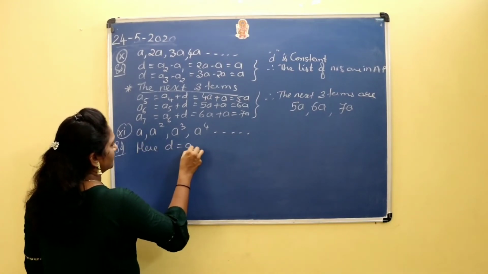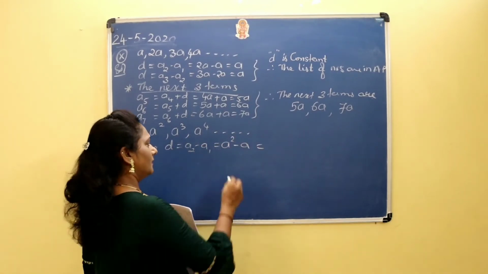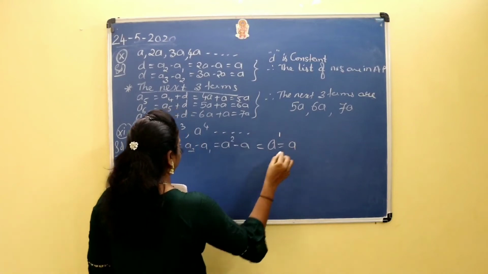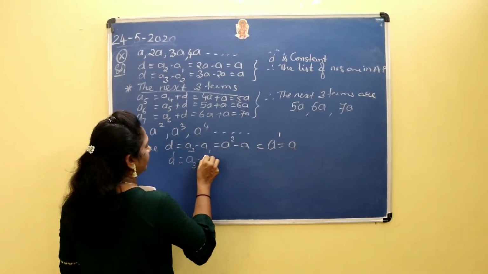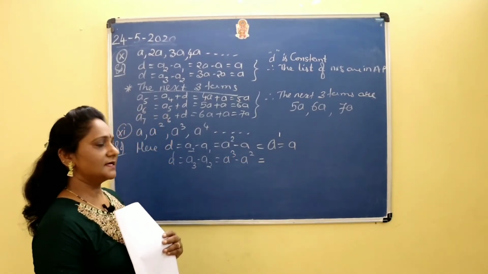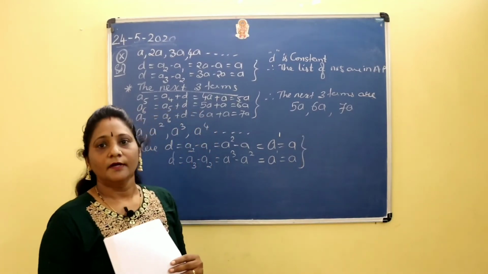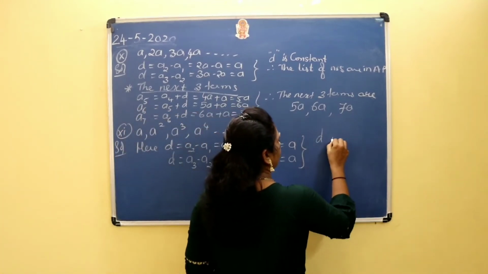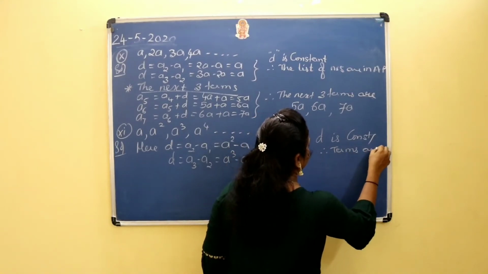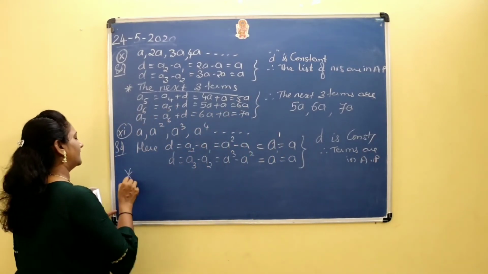Coming to the 11th sum: A square, A cube, A4 and so on. Here D is equal to A2 minus A1, A square minus A. A means A raised to 1. A raised to 2 minus A raised to 1 will be A raised to 1, or we say again A. Again D is equal to A3 minus A2, A cube minus A square. When the bases are same, A raised to 3 minus A raised to 2 is equal to A raised to 1 or A. Here again D is constant. Therefore, the given numbers are in AP. If they are in AP, find the next three terms.